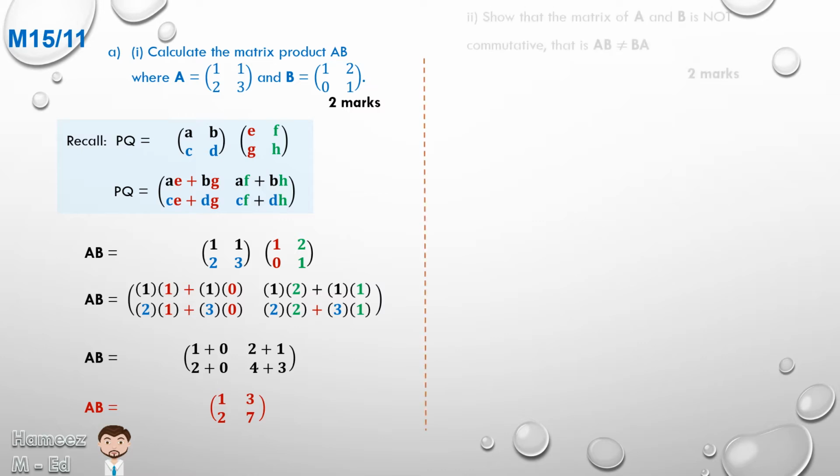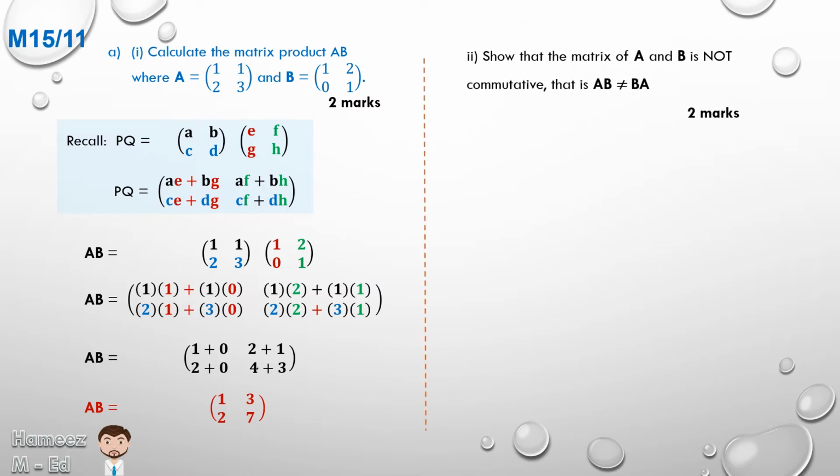Part 2. Show that the matrix multiplication of A and B is not commutative, which means that AB is not equal to BA. So we have already found AB, [1, 3; 2, 7]. What we really need to do is find BA. Let's reverse the multiplication. So we put B in front, [1, 2; 0, 1], and A in the back, [1, 1; 2, 3]. And I've maintained the same colors.